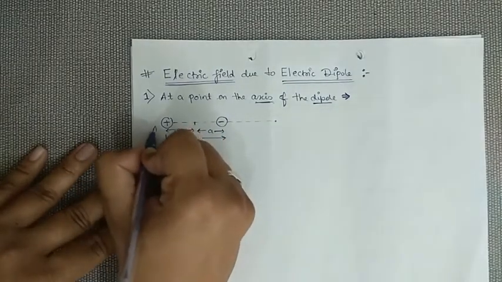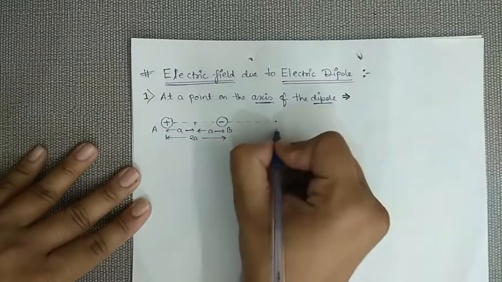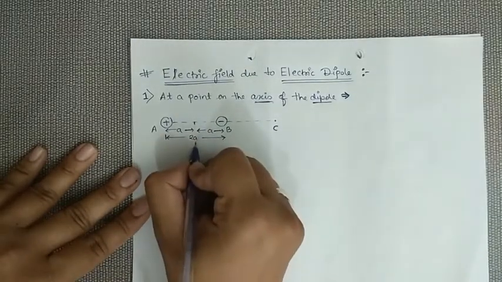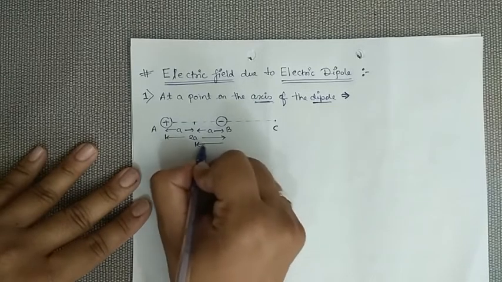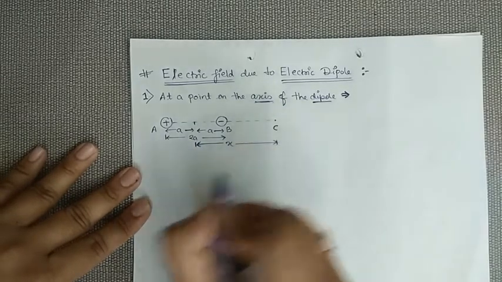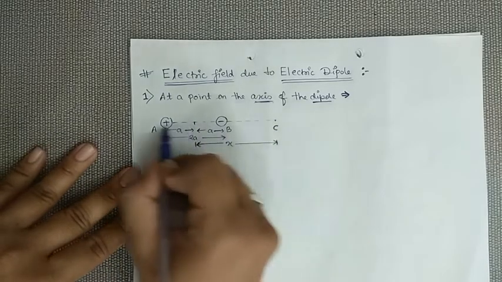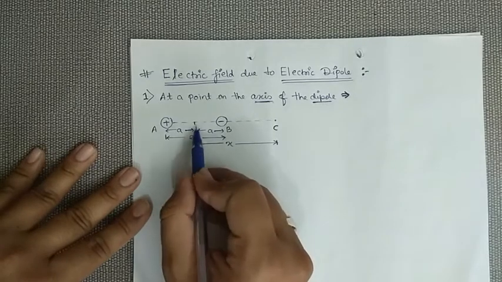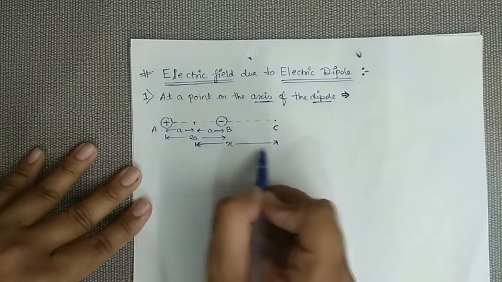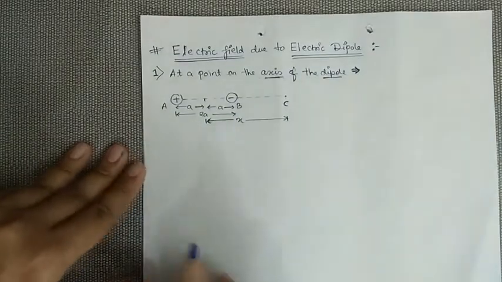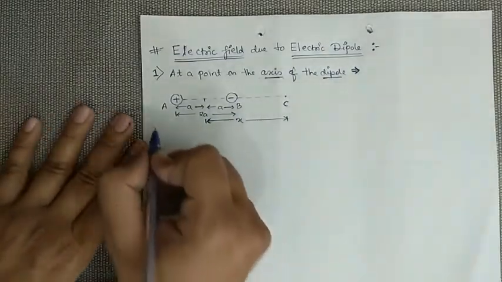Suppose this is your point A, this is your point B, and this one is your point C. This point C is at a distance of x from the center of the dipole. The point C is on the axis of the dipole at a distance of x from the center of the dipole. So this is the configuration. So we have to find the electric field.